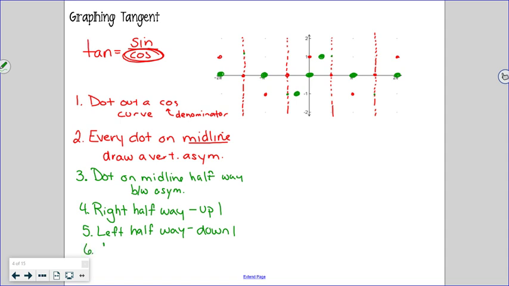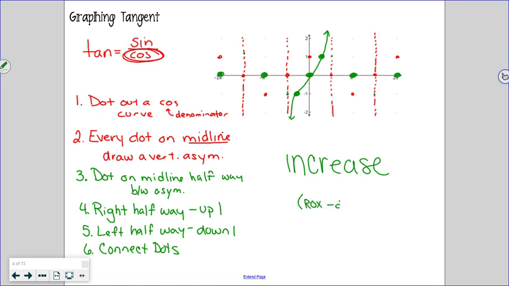So when I connect the dots, your line is going to slide along your asymptotes, squiggle through your dots, slide along your asymptotes. A tangent curve will increase between the asymptotes. So write that for yourself however you want to. I'm going to really highlight the fact that it increases because that is one of the main differences between a tangent and a cotangent. Tangent curves increase between our asymptotes. Now, if we were to have a negative, that would flip and it would decrease between our asymptotes, but a normal tangent curve will increase between our asymptotes.